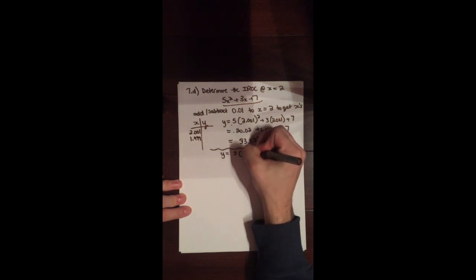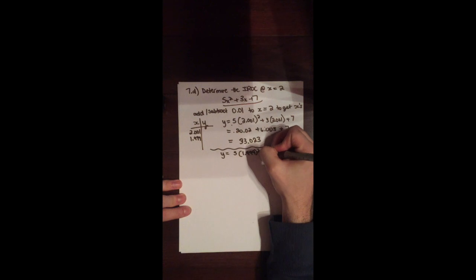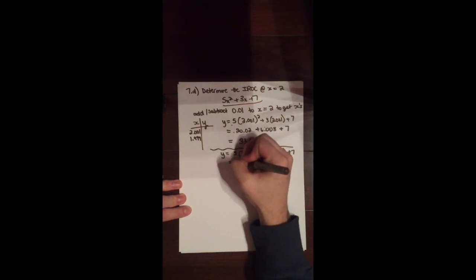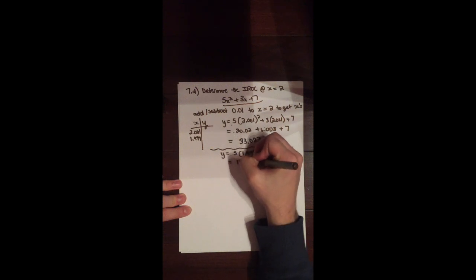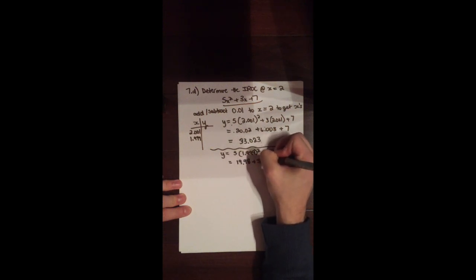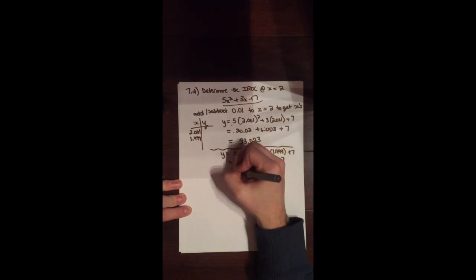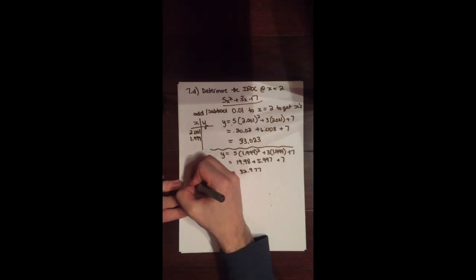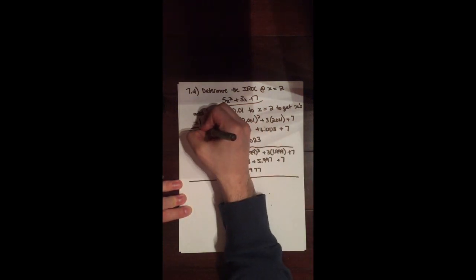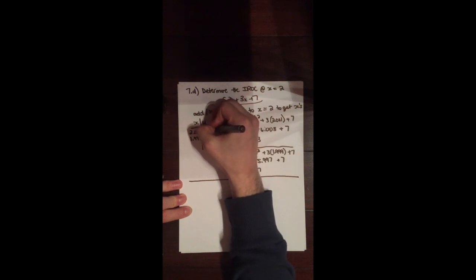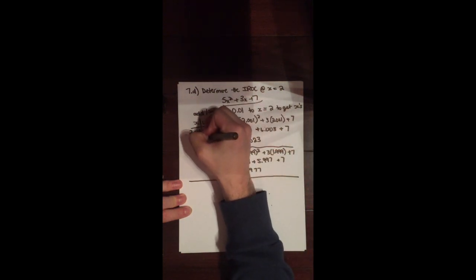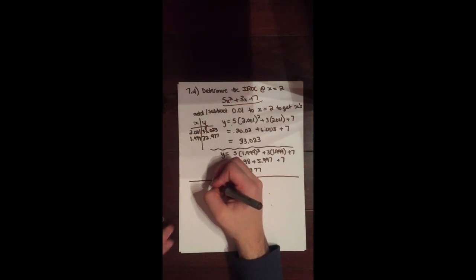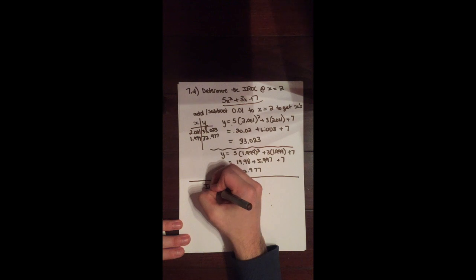For your first y coordinate, you're going to get an answer of 21.017. Now the second step is to sub in negative 1.999 into the original equation to get your second and final y coordinate. For your second y coordinate, you're going to get 20.983.